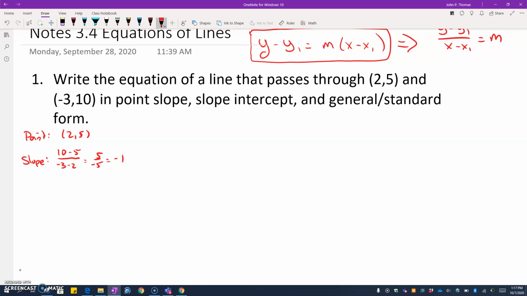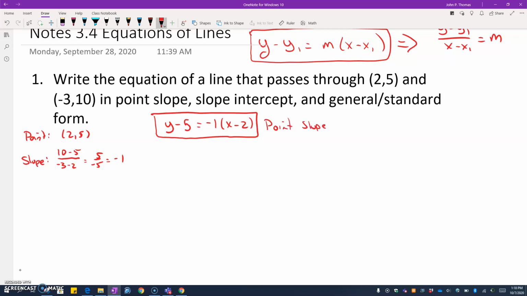Point slope form isn't unique, like slope intercept in general, but it is an easy way to get to the equation. So I'm going to start with y minus y1, which is the y value of our point, in this case 5, equals, and then I've got slope, which we just found was negative 1, times x minus the x value, which is 2. All right, so there's our point slope form. Now, for point slope form, I don't need to do anything else. I'm done with that. So that's point slope.